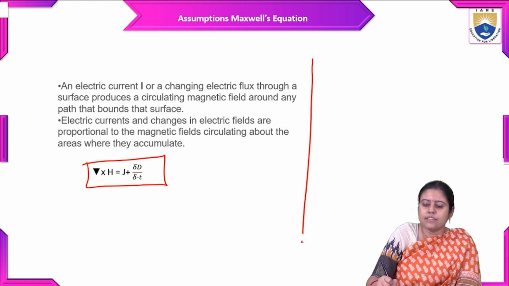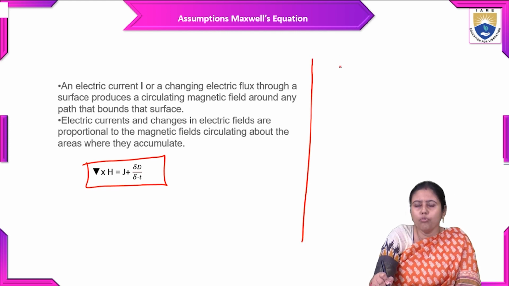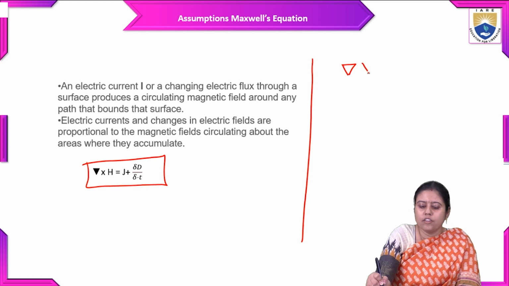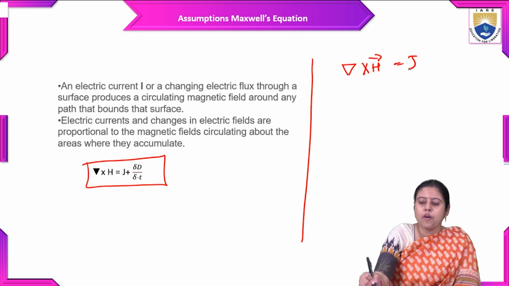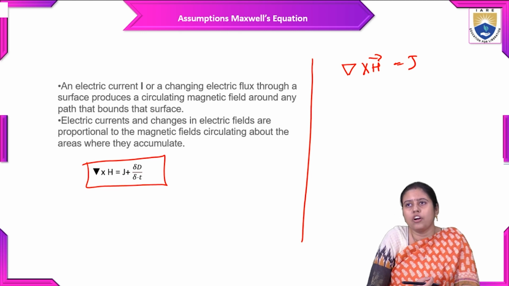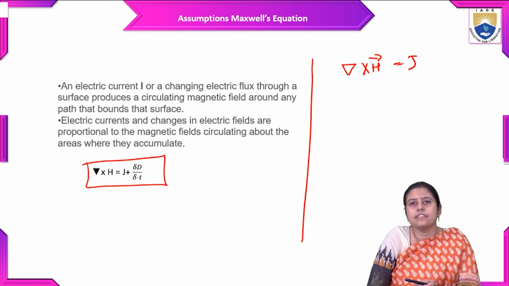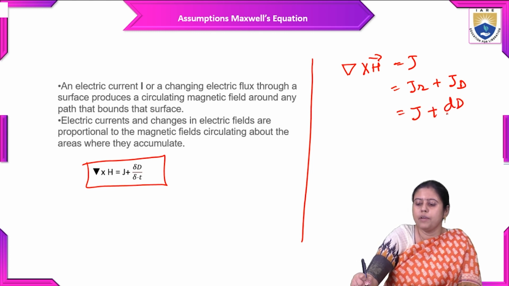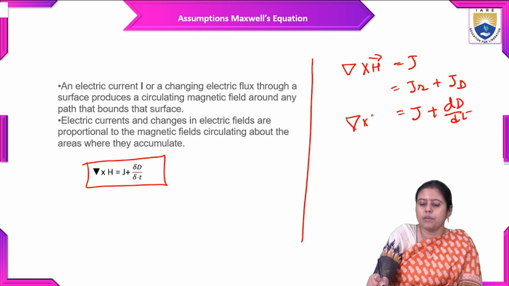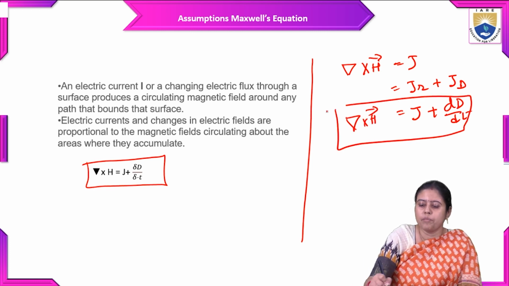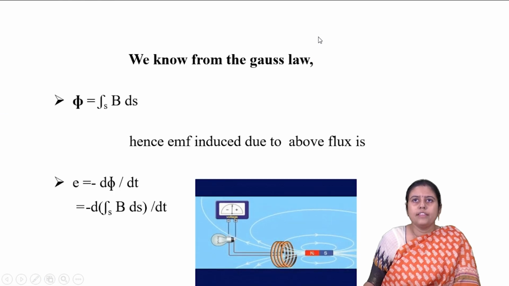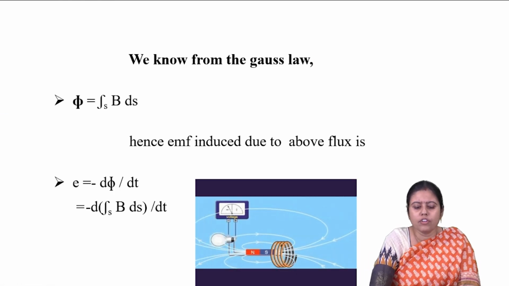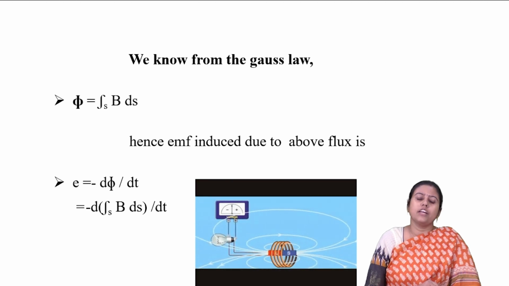Actually from Ampere's law we get that grad cross H is equal to J. But now we can see that the current is not only the conduction current, there is always a displacement current. So we can write this as JR plus JD, where JR is generally written as J and JD is equal to dD by dt. So these are the assumptions of Maxwell's law.